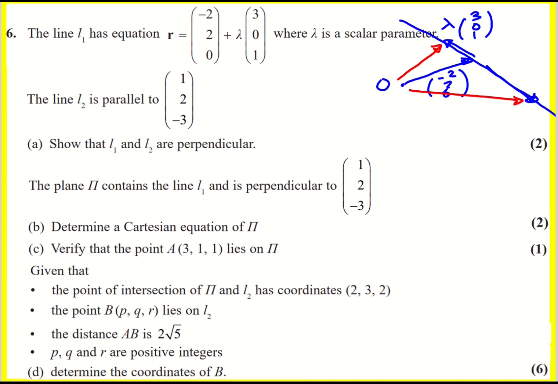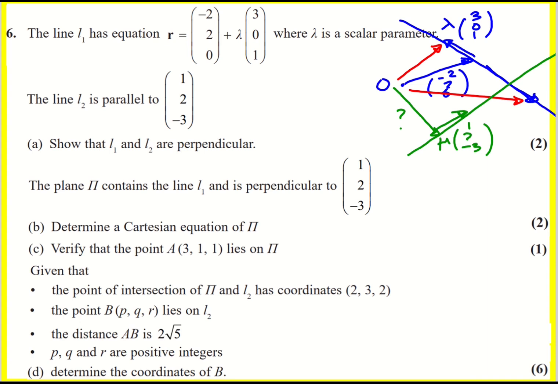We're told that L2 is then parallel to 1, 2, minus 3, so that would be another line, in fact. I've got some other vector, not sure what it is because it's not telling me, but then I'd be going along this line. So here I've got 1, 2, minus 3, some scalar multiple of that. Maybe I call it mu, and I don't know what this one is, but that's kind of what's happening here.